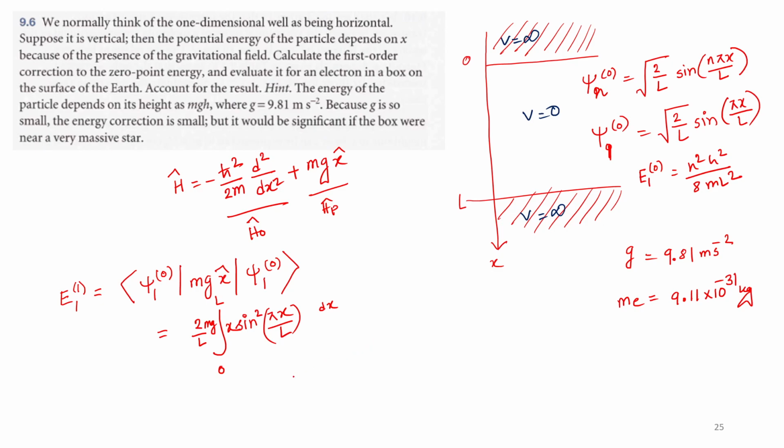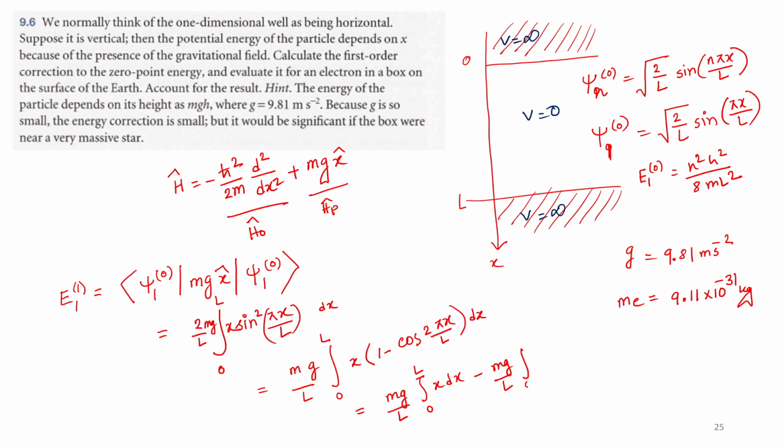Okay, so now let us solve this. This is nothing but mg by L ∫ from 0 to L of x(1 − cos(2πx/L)) dx, right? So here we are going to get mg by L ∫ from 0 to L of x dx minus mg by L ∫ from 0 to L of cos(2πx/L) dx.